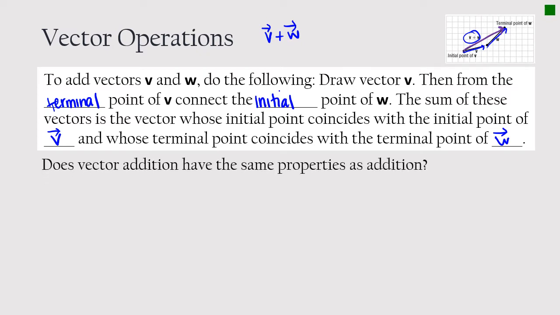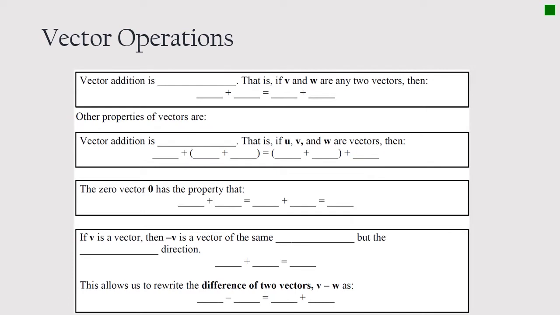So the quick question is, does vector addition have the same properties of addition? So let's learn some of the properties of vector addition. First of all, vector addition, just like regular addition, is commutative. That is, if v and w are two vectors, then v plus w equals w plus v. It's just like 2 plus 3 is the same thing as 3 plus 2. So you can add in different orders and you'll still get the same answer.